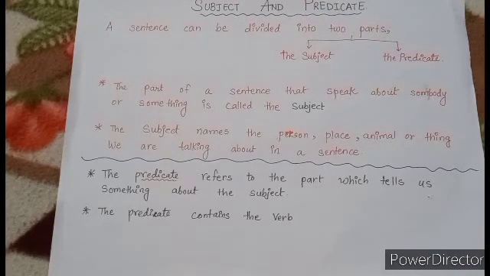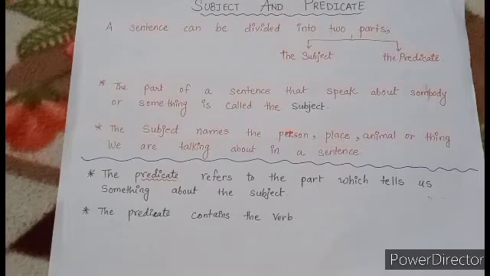Now predicate क्या होता है? तो the predicate refers to the part which tells us something about the subject. Predicate हमें subject के बारे में बताता है, जबकि subject हमें किसके बारे में बताता है? Speak about somebody or something. The predicate contains the verb. और predicate में क्या होता है? Verb होता है. It contains verb.